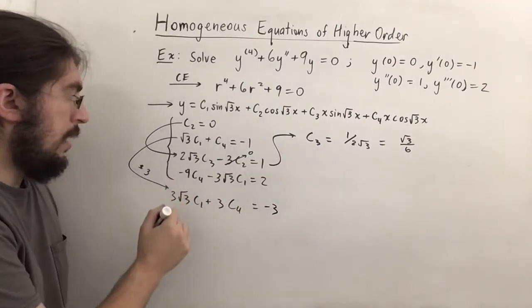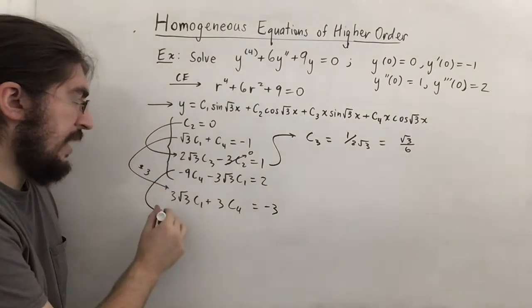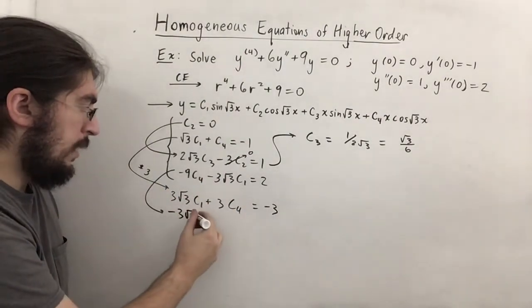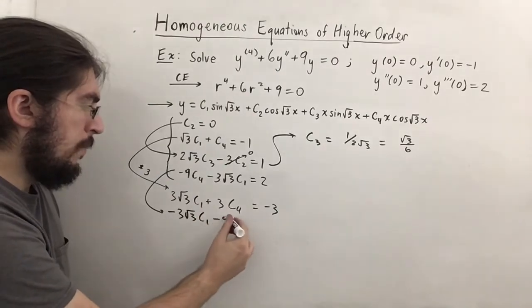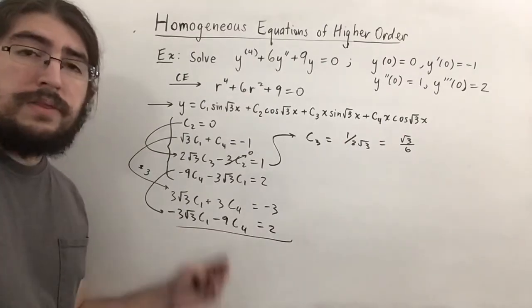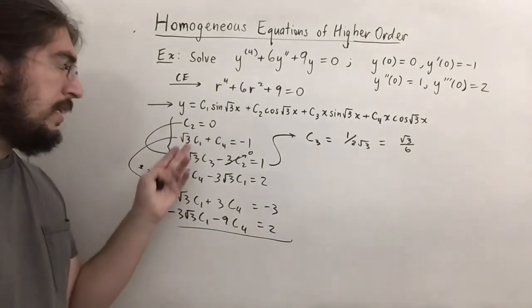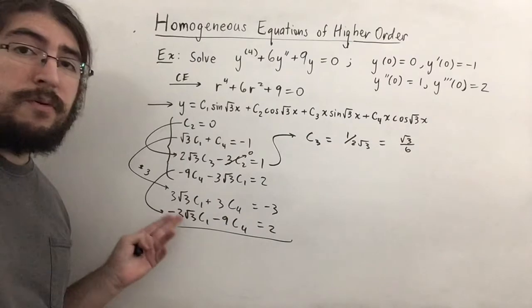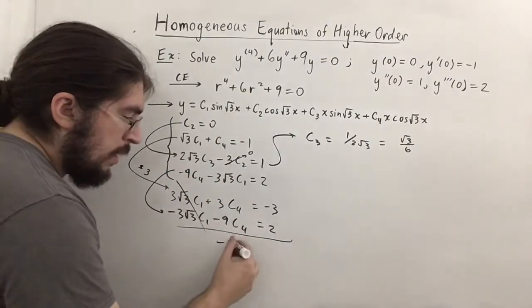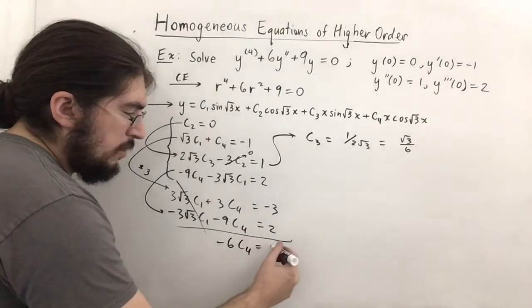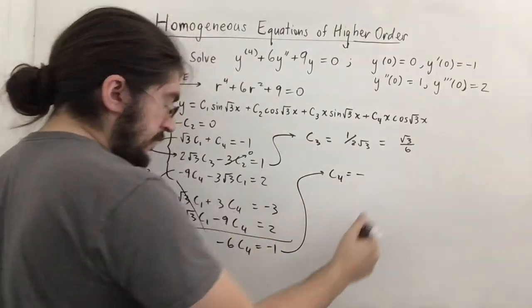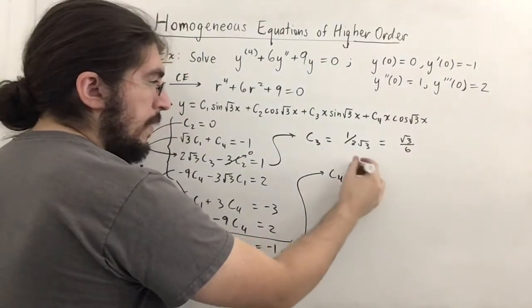Now this one, leaving it as is but rearranging the terms to match, we get negative 3 radical 3 c1 minus 9 c4 is equal to 2. So now you see why I multiplied the second equation by 3, so we match the 3 radical 3 with the negative 3 radical 3 coefficient of c1. These cancel by elimination, indicating negative 6 c4 is equal to, I guess that's negative 1. So that means c4 is found to be, actually, positive 1 over 6.